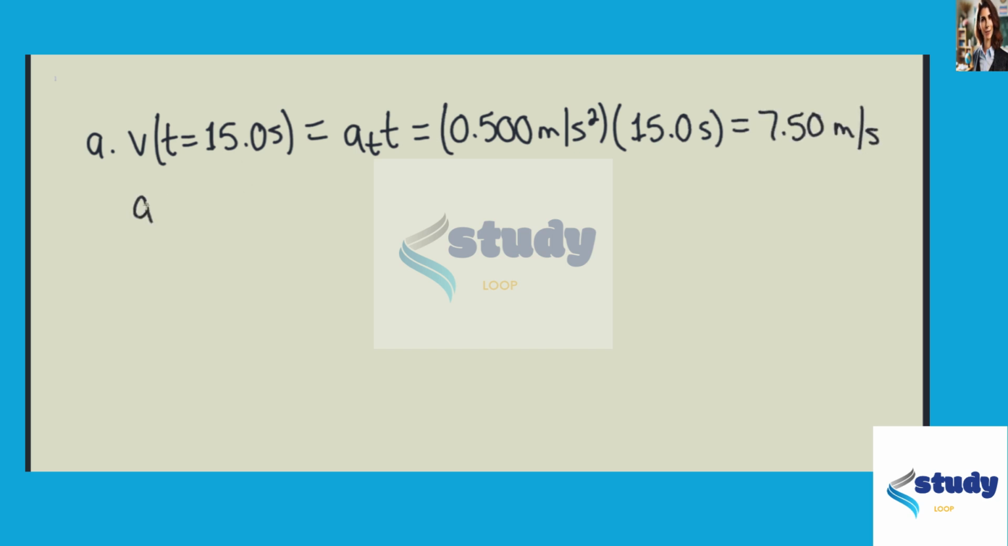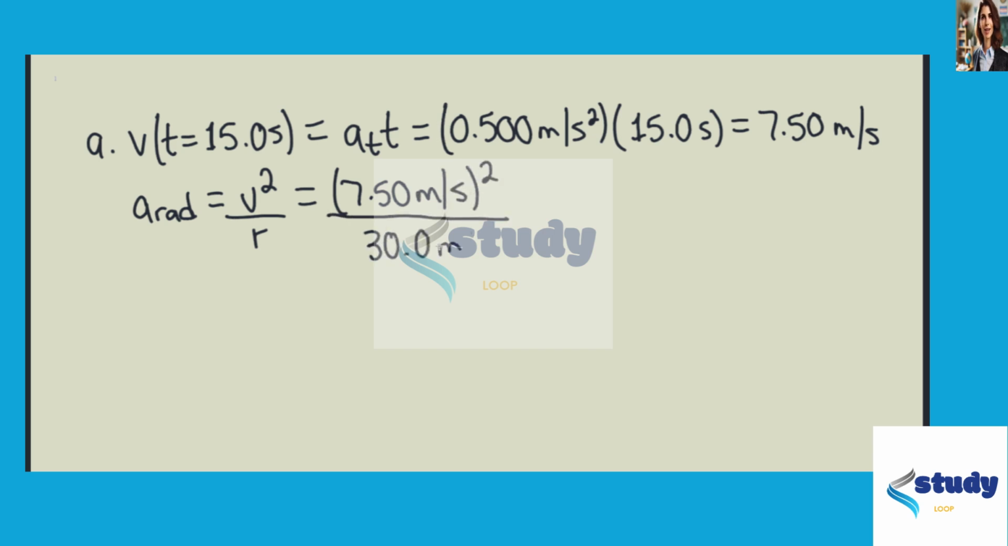We can then say the radial acceleration would be equal to v squared over r. This would be 7.50 meters per second quantity squared divided by 30.0 meters, the radius. This is giving us 1.875 meters per second squared.